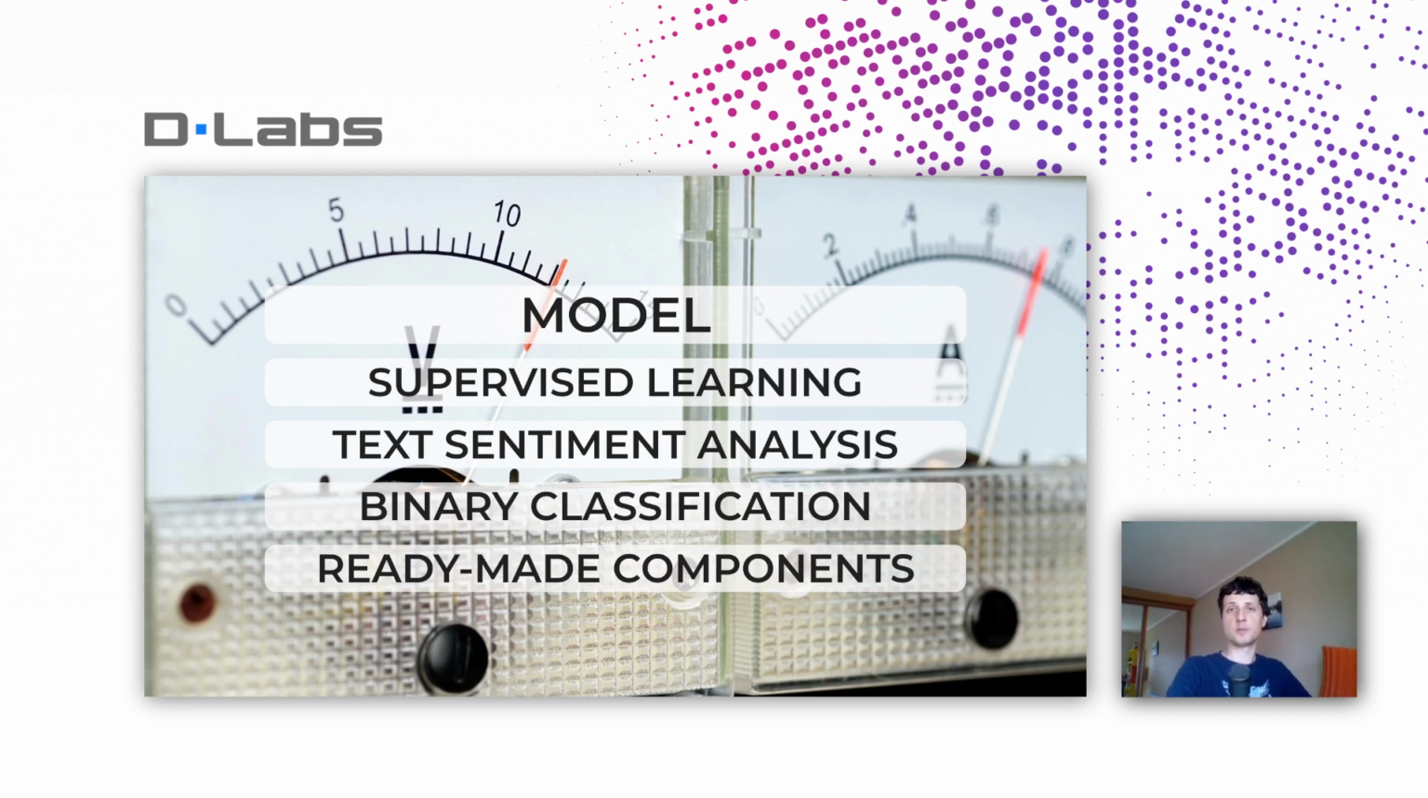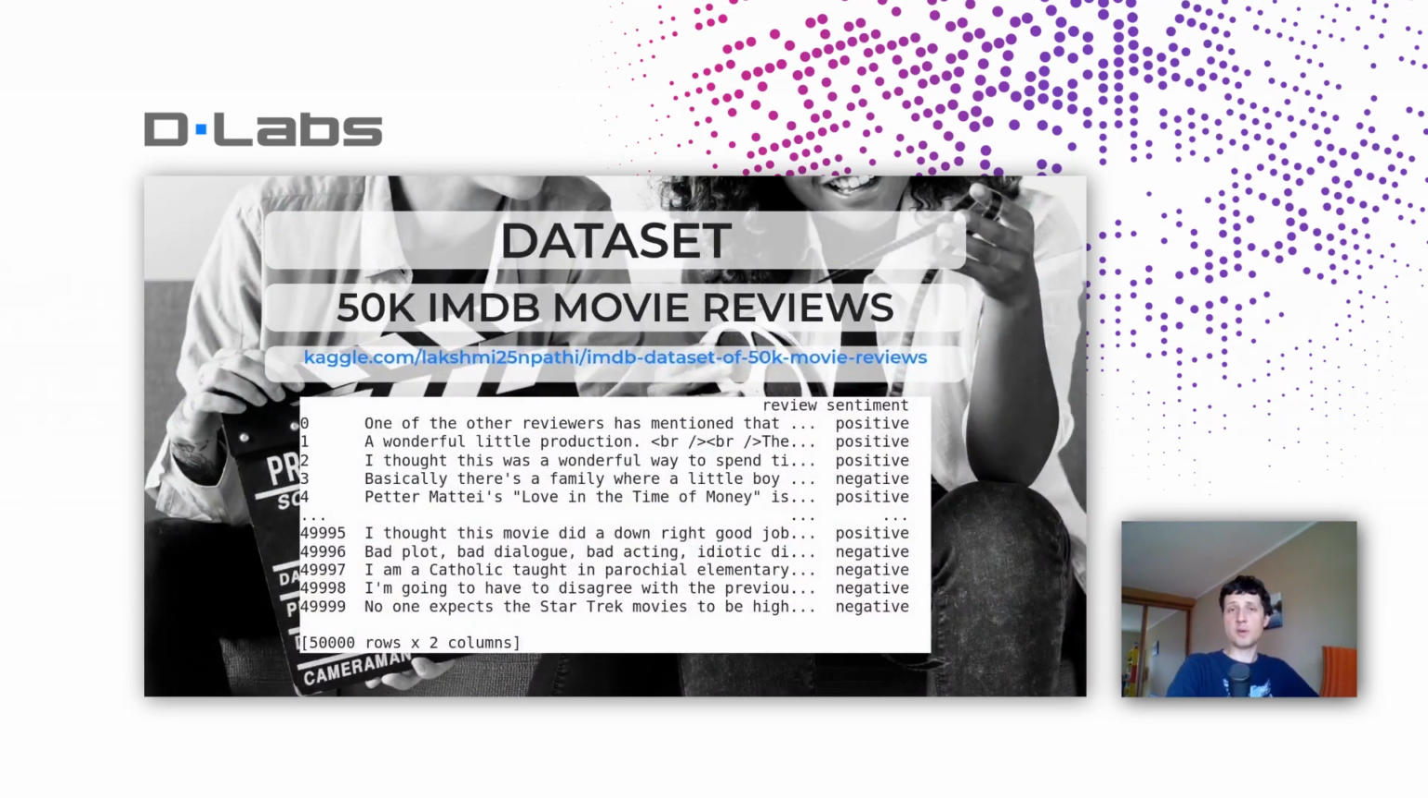It's a binary classification problem, and we wanted to solve it using as many ready-made components as possible to accelerate the development. We found ourselves a dataset of 50,000 IMDb movie reviews on Kaggle. The dataset contained text of a review and a sentiment, both as text, where the sentiment could be just positive or negative. Very simple dataset.